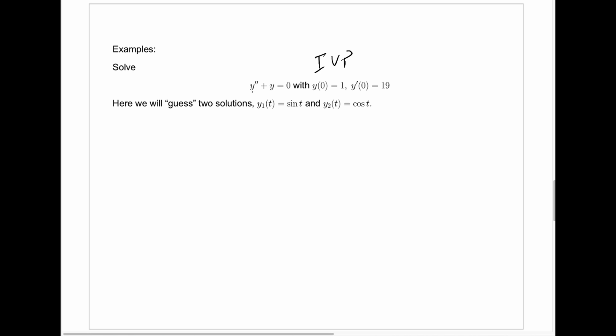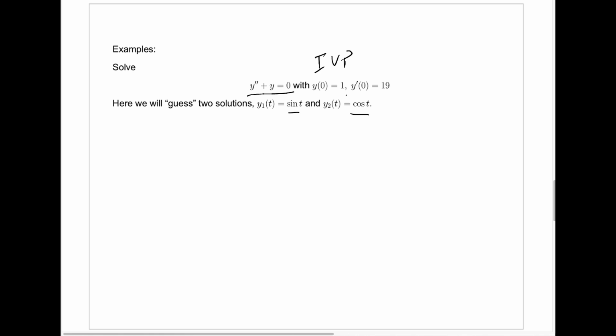Now, this is a very simple differential equation, and we should be able to just guess solutions. So I'm just going to write down solutions, sine t and cosine t, and I claim that you can check in a matter of seconds that these are both solutions. How might you guess it? Well, something you probably remember from Calc 1, that when you differentiate the sine function twice, you get minus sine t. You add that to the original function y, which is sine t, you get 0. And the same is true for cosine.